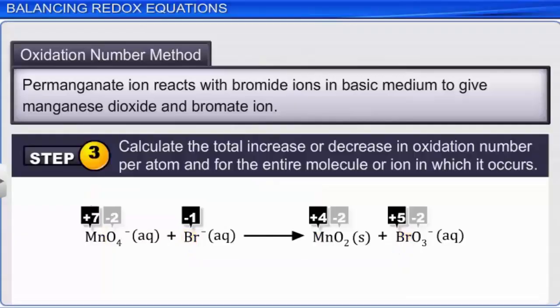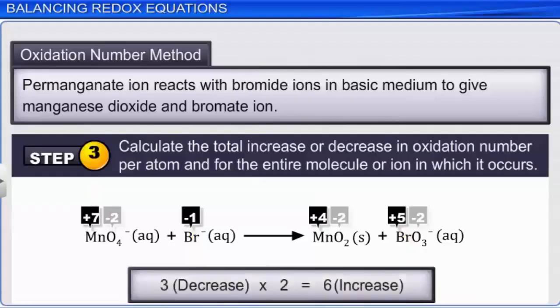Hence, to make the decrease equal to the increase, we multiply the decrease in oxidation number, that is, 3 with 2. Which means that we introduce a coefficient of 2 with manganese on the left and the right-hand side of the equation.